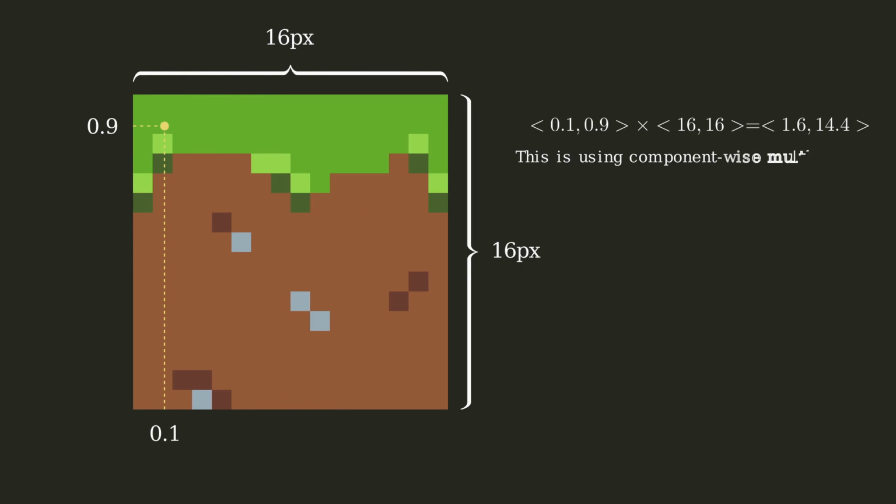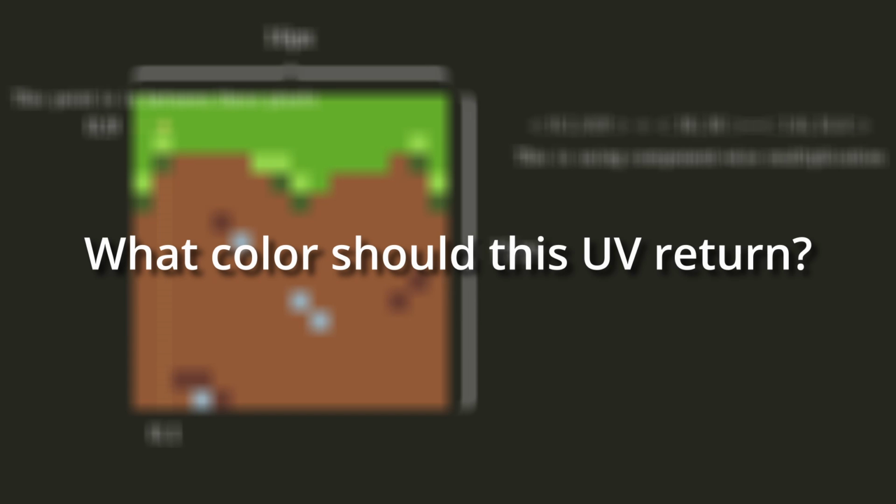In this case, we would get 1.6, 14.4. Our image only has discrete pixels. However, our normalized positions give us a continuum, which consists of spaces between the discrete pixels. So, what color should this sample give us? Well, it depends. For now, let's just say that OpenGL figures out the correct color and returns it to us.